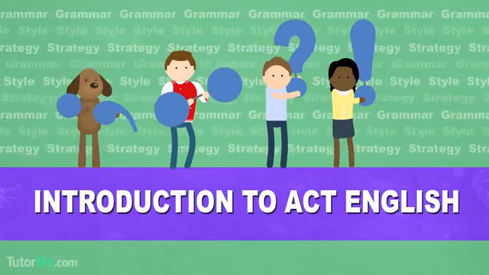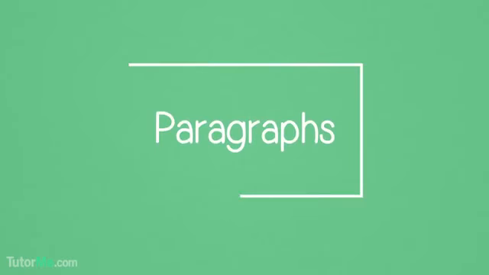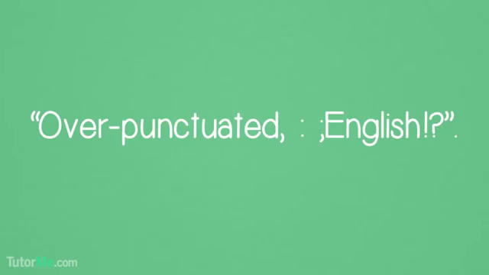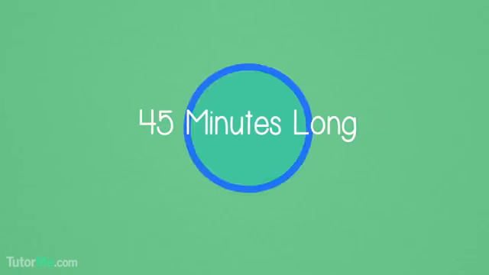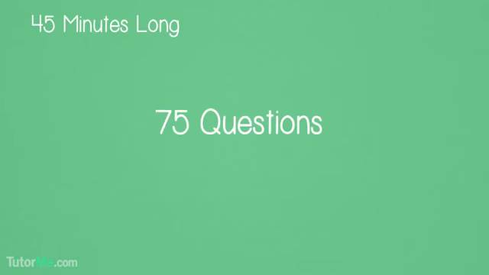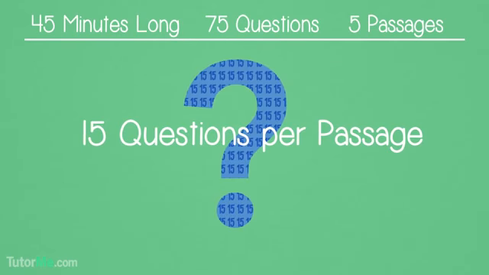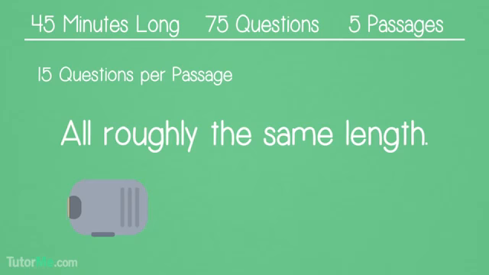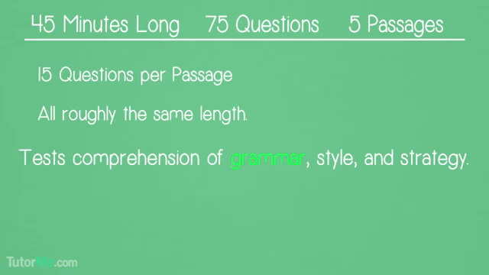Welcome to the ACT English test, where you'll see lots of underlined words, boxed-in paragraphs, overpunctuated English, and underdeveloped fragments. Here are the details. The test is 45 minutes long, with 75 questions split over 5 different passages. There are exactly 15 questions per passage, and all are roughly the same length. You will be tested on your comprehension of grammar, style, and strategy.